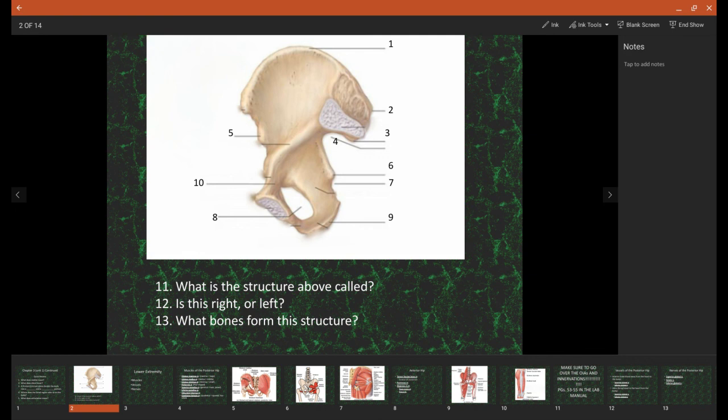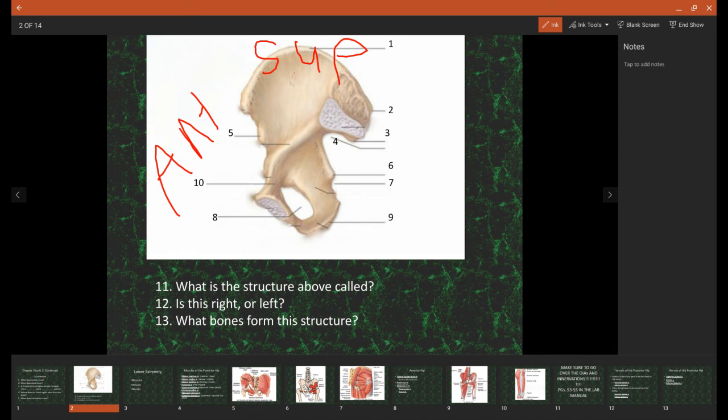Number 12, is this a right or left? So let's take a look at it. Pubic bone right here. Let's go ahead and mark this. Because our pubic bone's over here, this means this will be anterior. We see our iliac crest at the top, so that means this will be superior. And then I don't see the acetabulum currently, so I know I'm looking at the inside or the medial aspect of this particular bone. So this is a right os coxa.